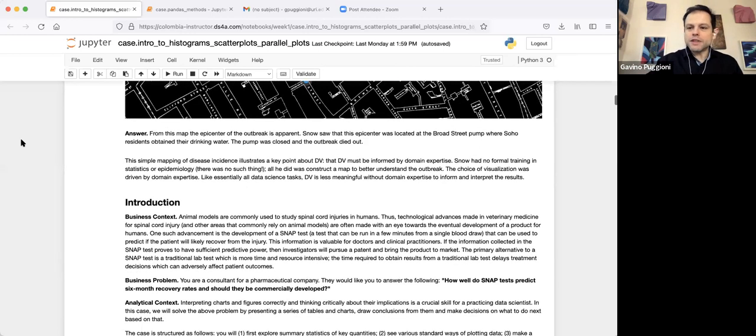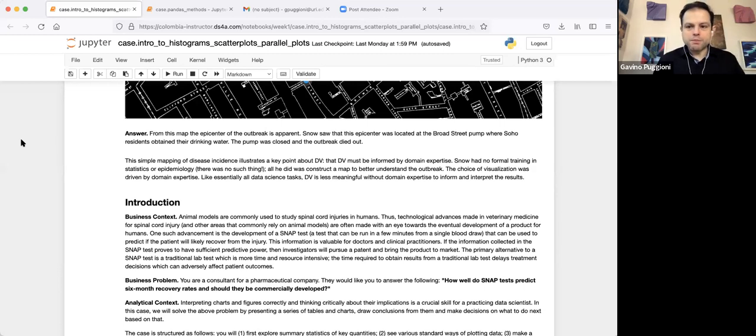So from the analytical standpoint, the business context is development of this test that can be or cannot be helpful. We have to determine that. The business problem is that you are working for a pharmaceutical company and you are asked to evaluate the efficacy of the test, the prediction of the test in 6-month recovery. Now, analytically, what are we looking at? What type of data do we have?